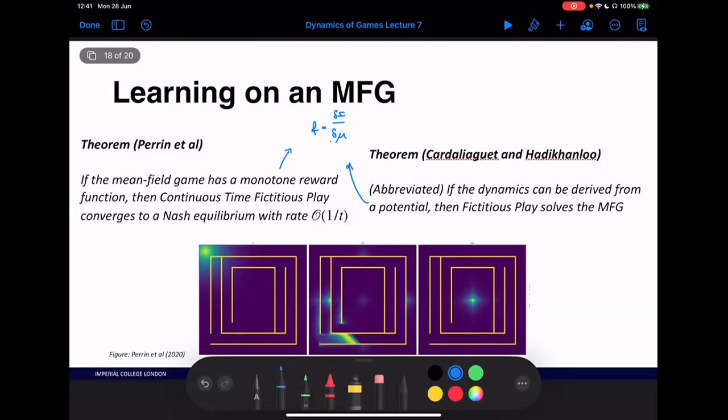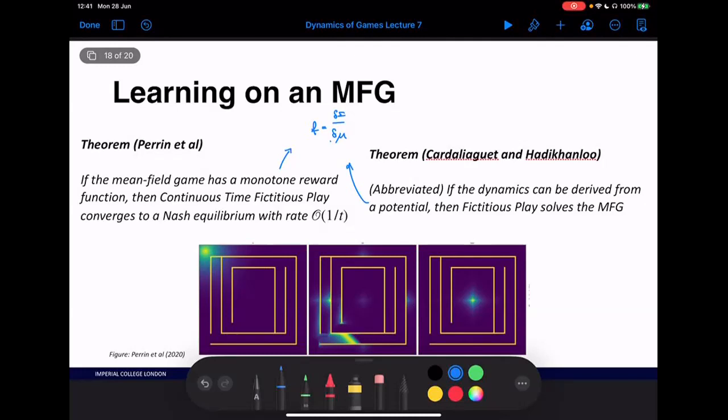But of course, that's not very sufficient in the sense that obviously monotone reward functions and potential reward functions don't cover the entire spectrum of what's available. And so trying to understand when it's possible to learn on a mean field game, or in your words, when it's possible to actually use that trick, that's very much an area for open question.